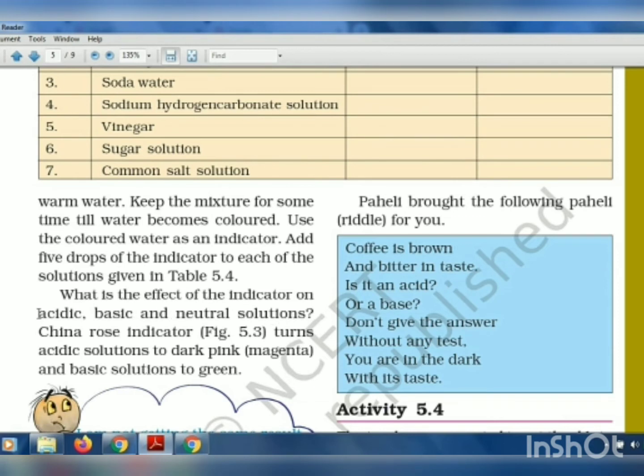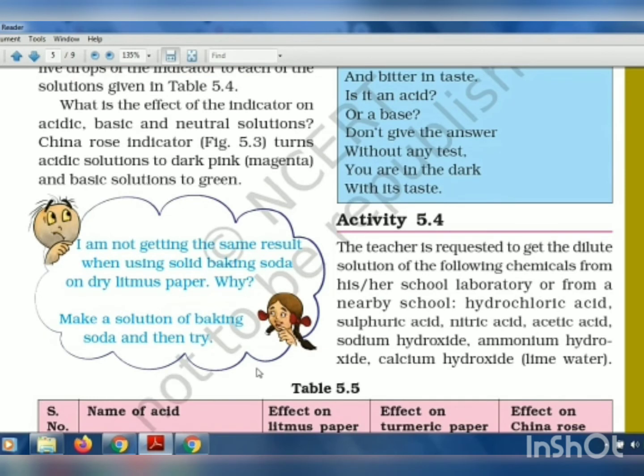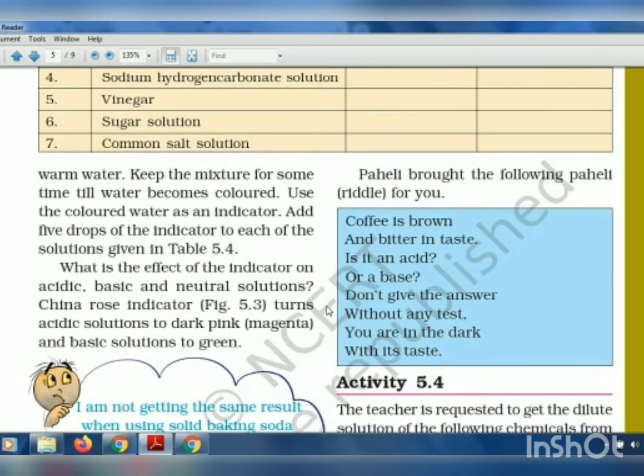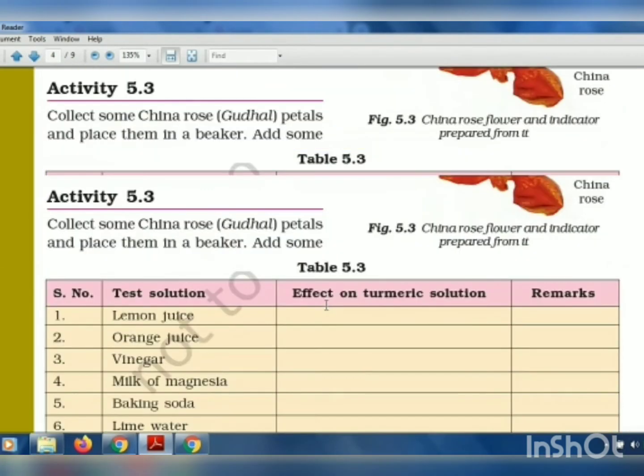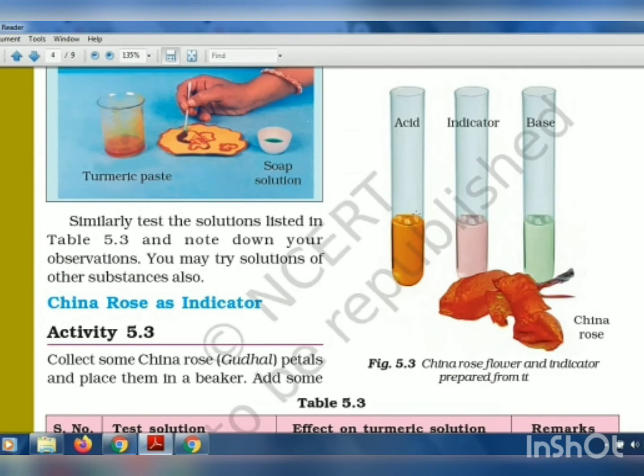The China rose indicator turns acidic solution to dark pink and basic solution to green. So what does the China rose solution do? It turns the acidic solution to dark pink, that is a magenta type of color, and the basic solution to green. Okay. So here you can see, the acid is somewhat this color, the indicator is of this color and the base is of this color. Okay.